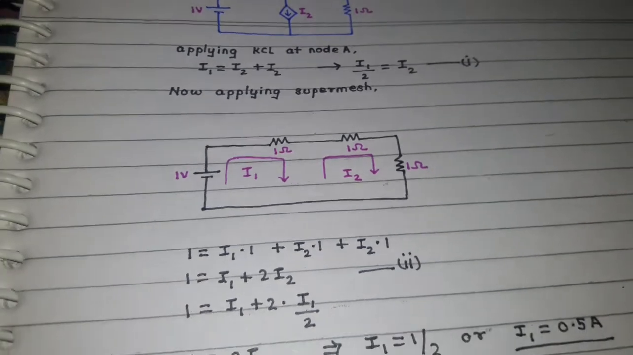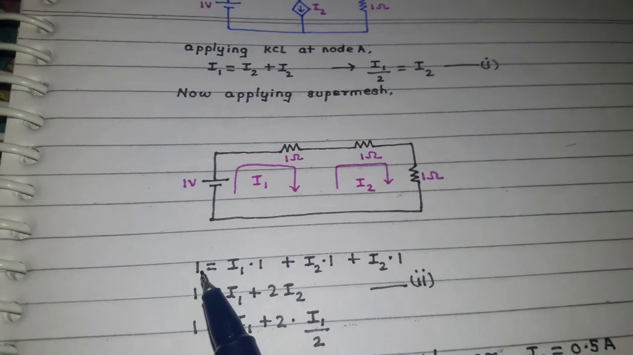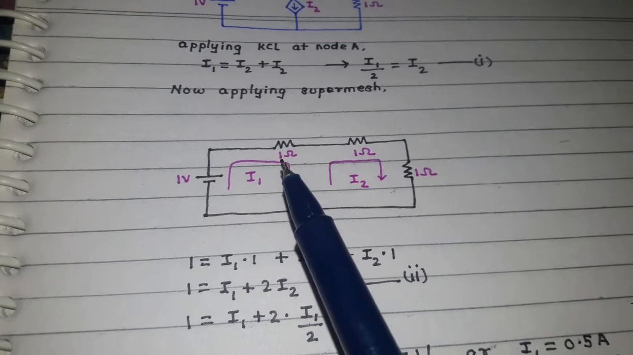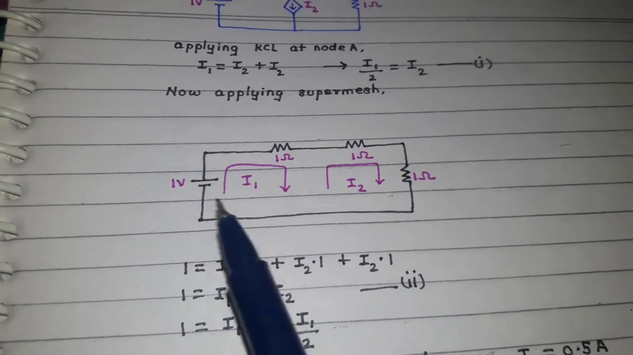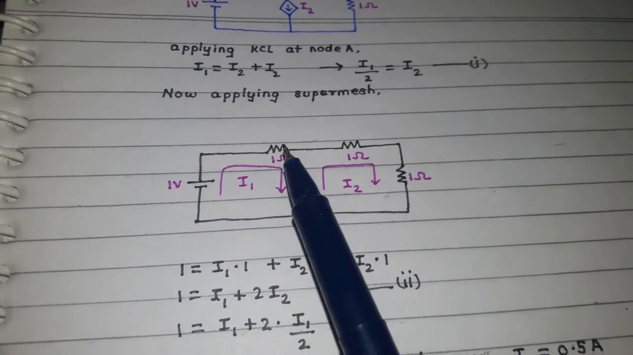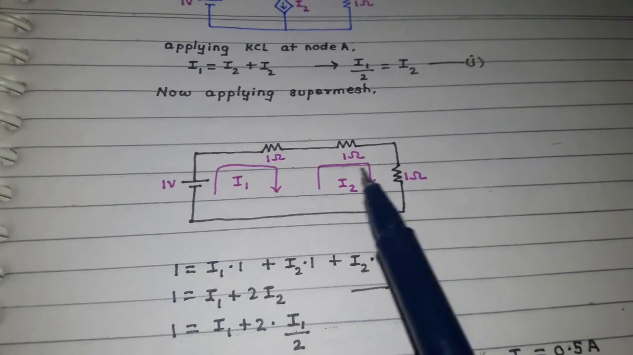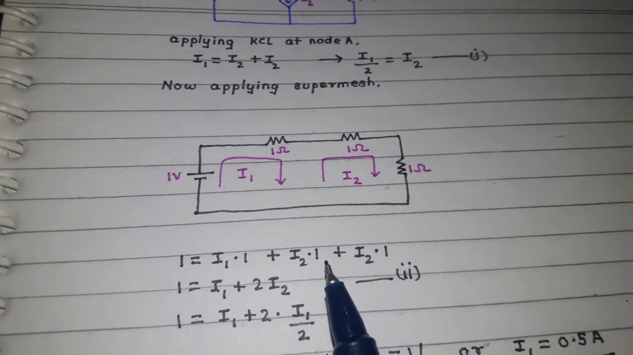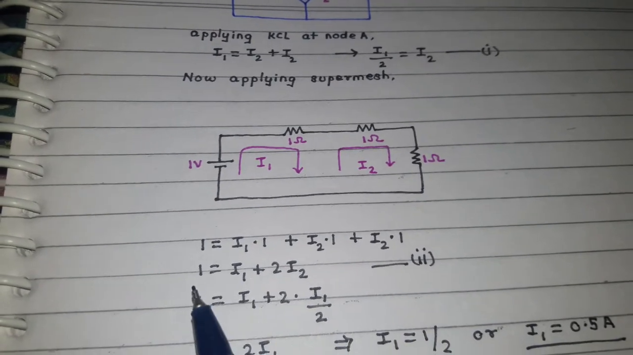Now we will write the KVL equation. This is your 1 volt source, so we write it directly, and then we write the other terms in the form of I into R. These are also voltages, because the source voltage is the reason all these voltages exist, so the source voltage is actually the sum of all these voltages. We write I1 into 1 ohm, I2 into 1 ohm, and I2 into 1 ohm. The sum of these three voltages is 1 volt. This is your basic KVL equation. On solving it you get this.